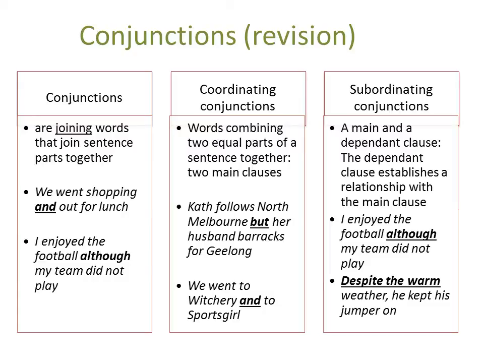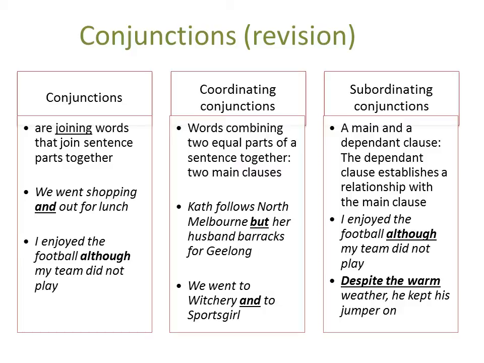Conjunctions, again, important when we're thinking about T units. A conjunction is defined as a joining word. They literally join sentence parts together. So some examples below: we went shopping and out for lunch. We could say we went shopping and we went out for lunch with an implied subject we, but the and is joining those two sentences. The next example: I enjoyed the football, although my team did not play. Now, although is a conjunction, what we will talk about in a moment is that and is a coordinating conjunction and although is a subordinating conjunction.